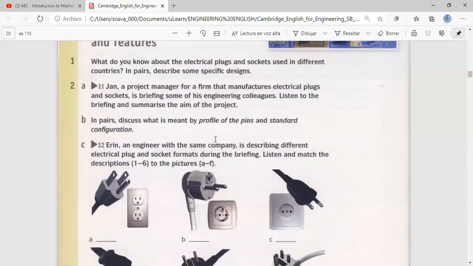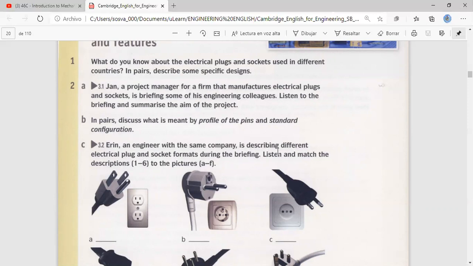So in this case, to start having a good introduction to these components and features and assemblies, you are going to listen to a conversation between Jan and some engineering colleagues, okay? Jan is a project manager for a firm that manufactures electrical plugs and sockets. Let's imagine, I don't know, Josue, tell me if I'm wrong, it's like Schneider. They produce electrical components. So let's imagine that Jan is the project manager of Schneider, to have a better example of this one. So Jan is talking with his engineering colleagues.